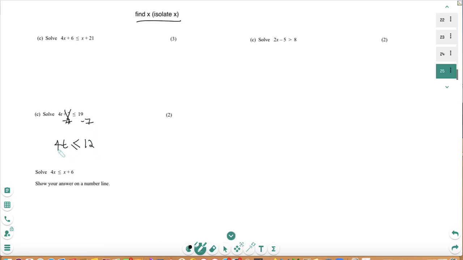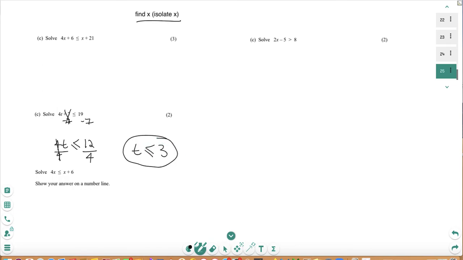Then t is multiplied by 4. How do you get rid of multiply by 4? Well, you divide by 4. So you have to balance it. You divide by 4. It's just like solving a regular equation. That cancels out. T is less than or equal to 12 divided by 4, which is 3. And that's it. We have solved it.